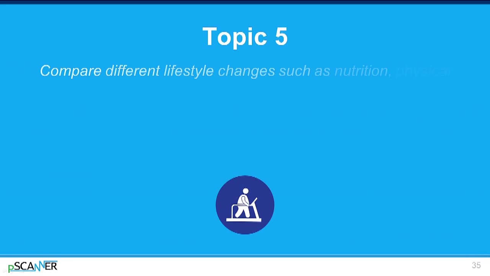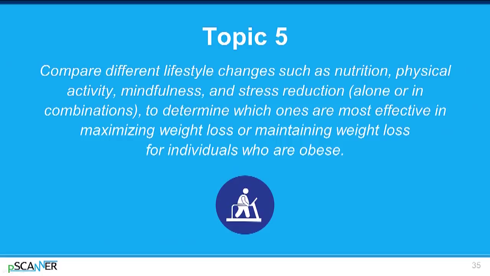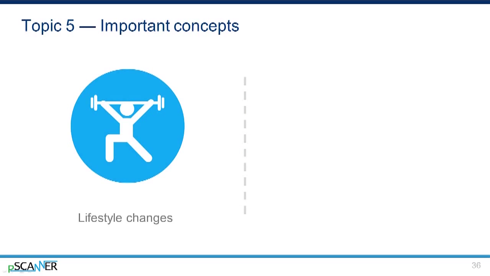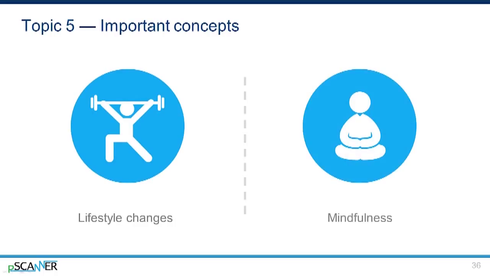Topic 5. Compare different lifestyle changes such as nutrition, physical activity, mindfulness, and stress reduction, alone or in combinations, to determine which ones are most effective in maximizing or maintaining weight loss for individuals who are obese. Lifestyle refers to the activities that individuals engage in regularly that are perceived to be under their own control. This might include eating and drinking, exercising, smoking, and sleeping. Mindfulness refers to being in the moment and paying non-judgmental attention to experiences. Mindfulness may be practiced as meditation and would be considered one of the lifestyle changes.